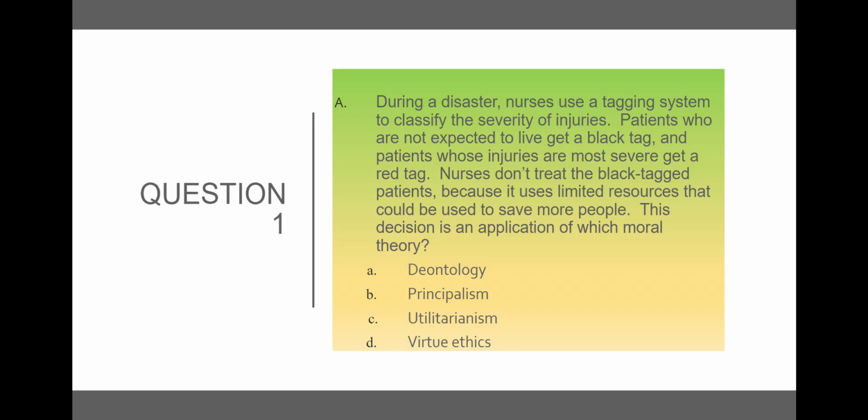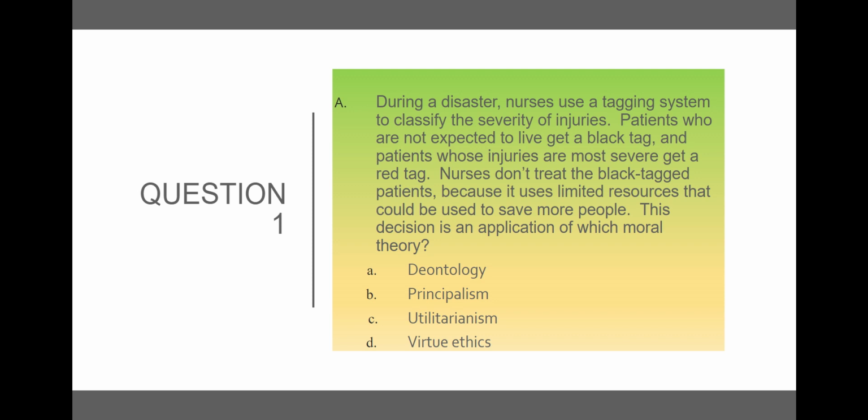All right, we are at the quiz part, and I'm going to keep rambling. These questions are similar to what you might see on an exam. So, question 1. During a disaster, nurses use a tagging system to classify the severity of injuries. Patients who are not expected to live get a black tag. Patients whose injuries are most severe get a red tag. Nurses don't treat the black tag patients because it uses limited resources that could be used to save more people. This decision is an application of which moral theory? And you have your 4 choices there.